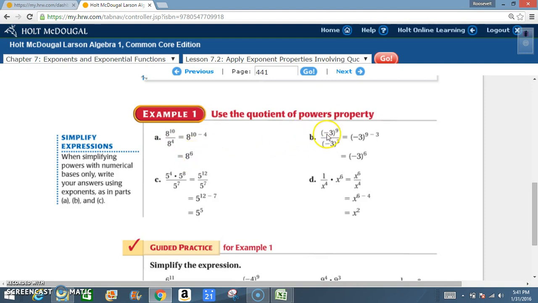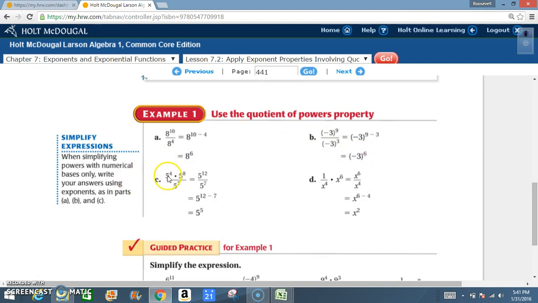Example B, we have negative 3 to the 9th divided by negative 3 to the 3rd. Once again, all we do is subtract. 9 minus 3 is 6. Notice that our bases are the same, so this is why we can do this. So what's our answer? Negative 3 to the 6th.